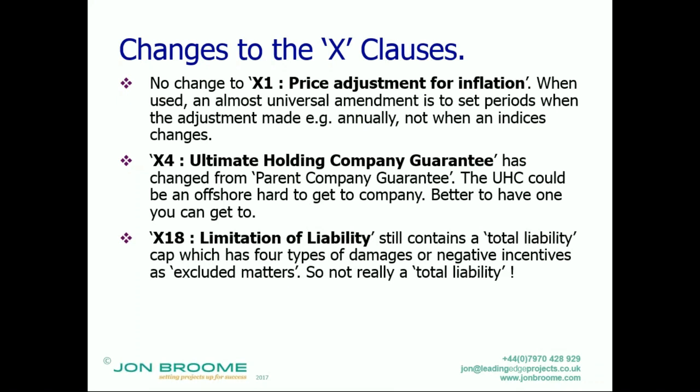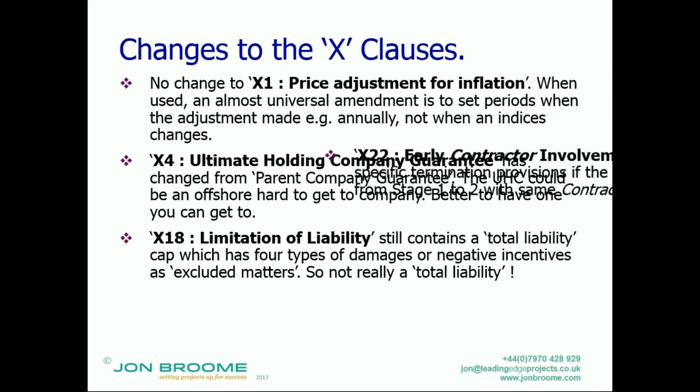Also, limitation of liability. So this places caps on the total liability of the contractor to, for instance, damage to property, consequential loss, etc. And it has a total liability cap as well. But actually, that total liability has 4 types of damages or negative incentives which are excluded from it. So delay damages for time, share of pain and gain, then 2 others which I can't remember off the top of my head. But basically, it's not really a total liability, is it? And people are fooled into that. They read, oh, the total liability is this, and they read the clause. There's 4 exclusions from that.